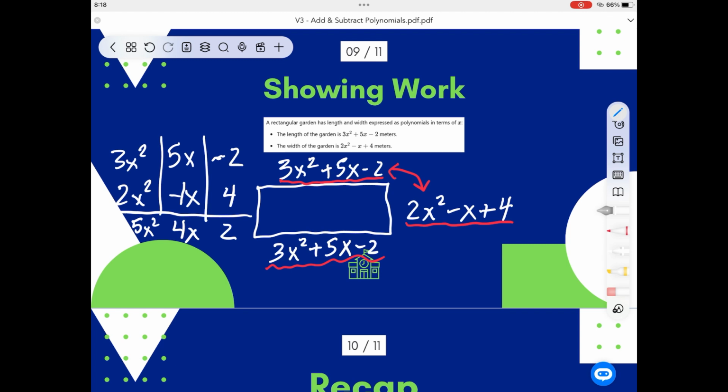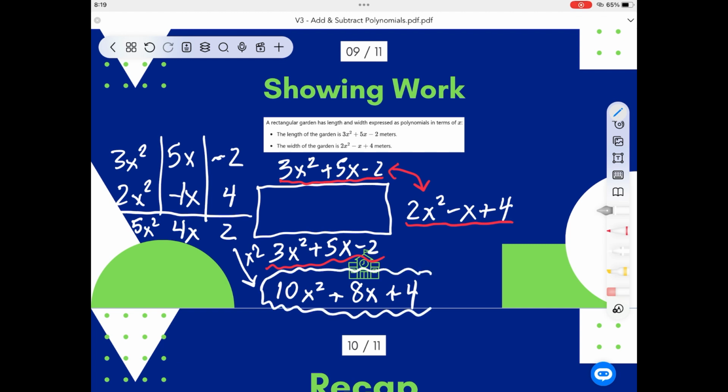So now if I double that, if I double each term and multiply it by 2, that would give me the total perimeter. So if I take all of this times 2, I'm going to end up with 10x squared. 4x times 2 becomes 8x, and 2 times 2 becomes 4. So 10x squared plus 8x plus 4 would be the perimeter of this shape. All right. So this is how we can go about finding a sum of polynomials or adding polynomials together in a problem where there's a little bit of a story.